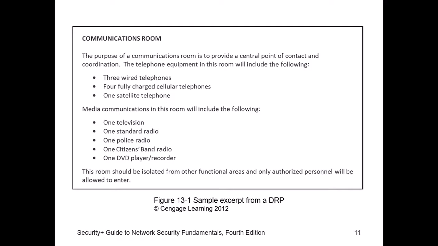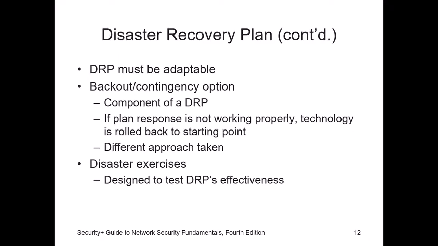All right, these are typical examples of it. The DRP has to be adaptable. You have to have some contingency options. Again, if a plan and response is not working properly, technology is rolled back to a starting point. You have to start all over if it doesn't work.